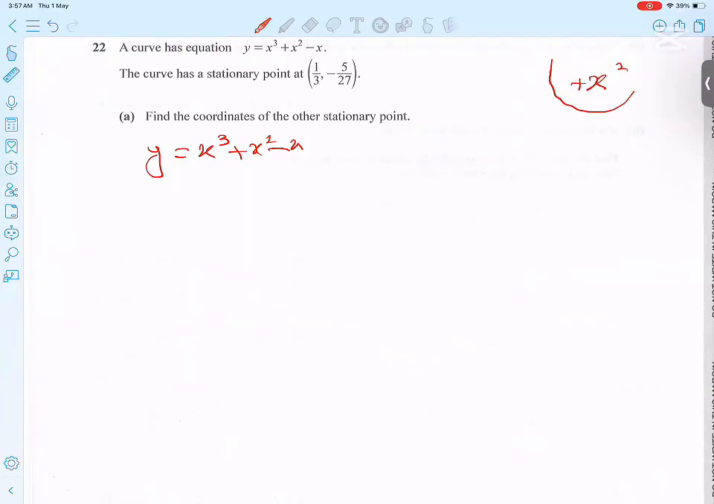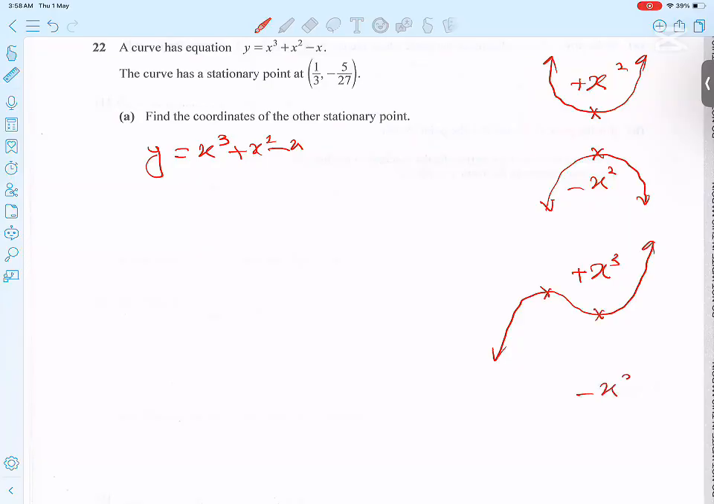With a positive x squared, we have this one stationary point. With a negative x squared, this point is called stationary. If x cubed is positive, we have two stationary points. If we have a negative x cubed, again we have two stationary points. So here the 3 means two stationary points, but he has given one of them. So we need to find the other stationary point. Let's try to do it.